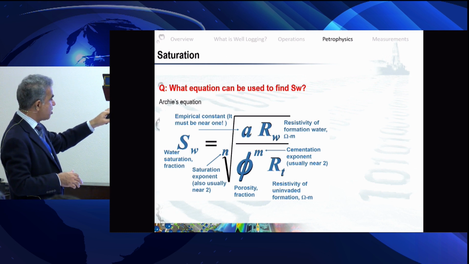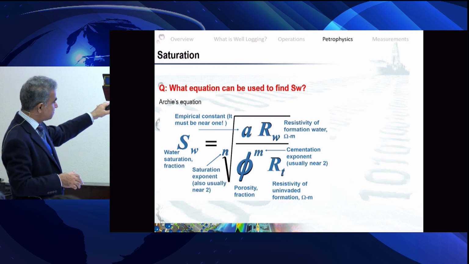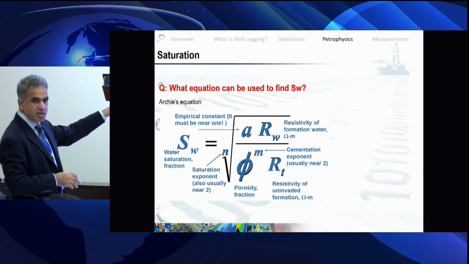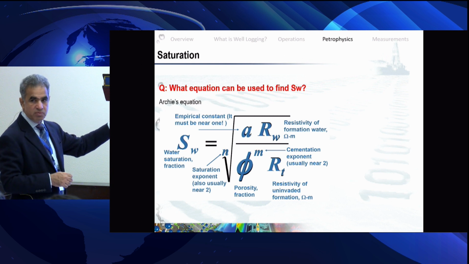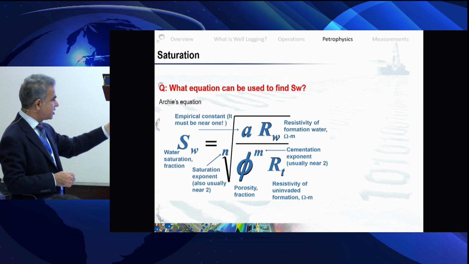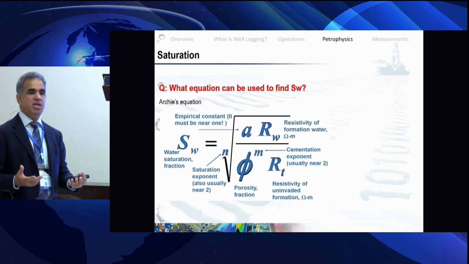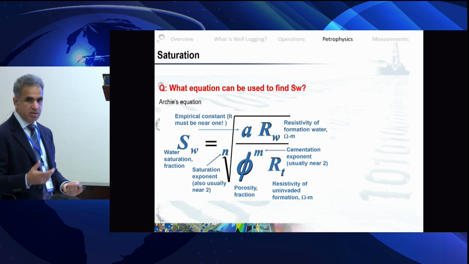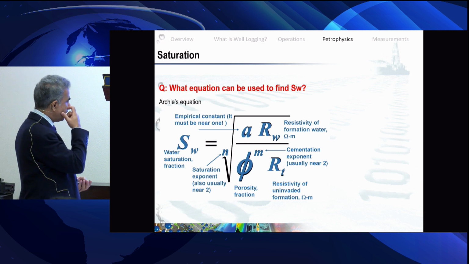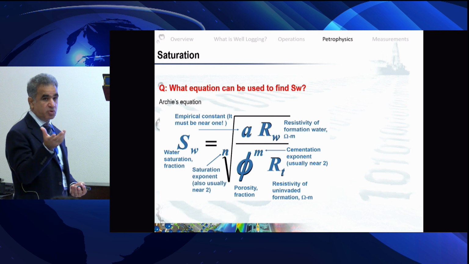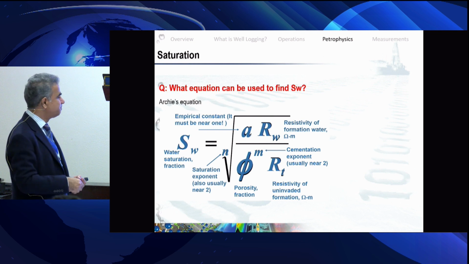But the important measurements to remember are saturation, SW; resistivity of water, RW, the fluid, how saline, more or less saline; and RT, true resistivity, the formation resistivity. This we measure. This is a type of log we do. Phi is the symbol used for porosity. When we say phi, it is porosity.